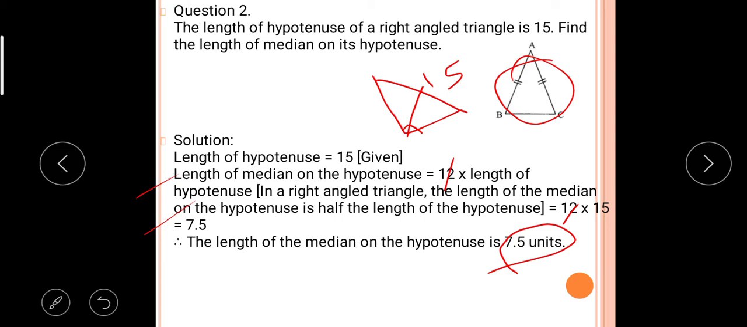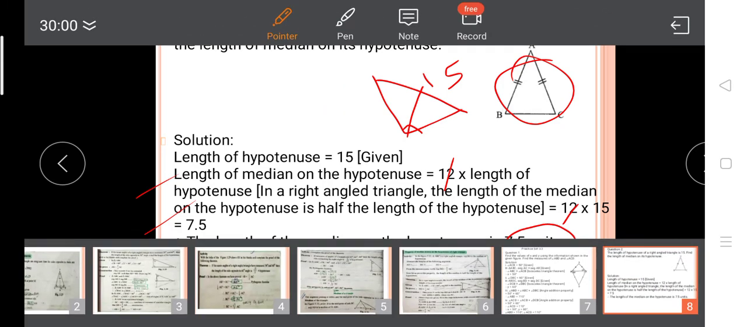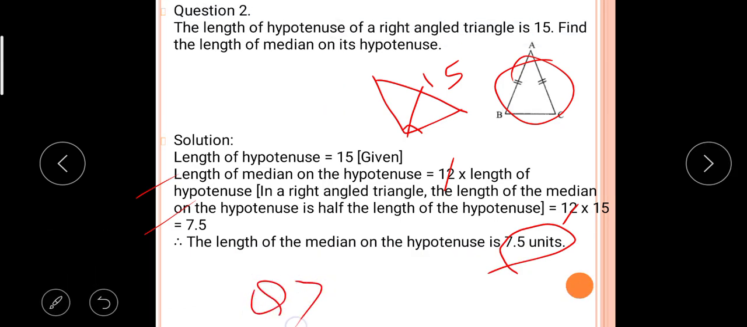So students, just this one homework I have given to you. So complete this homework. Write all the theorems properly in your notebook and these two examples, and try to solve question number 3. Okay students.